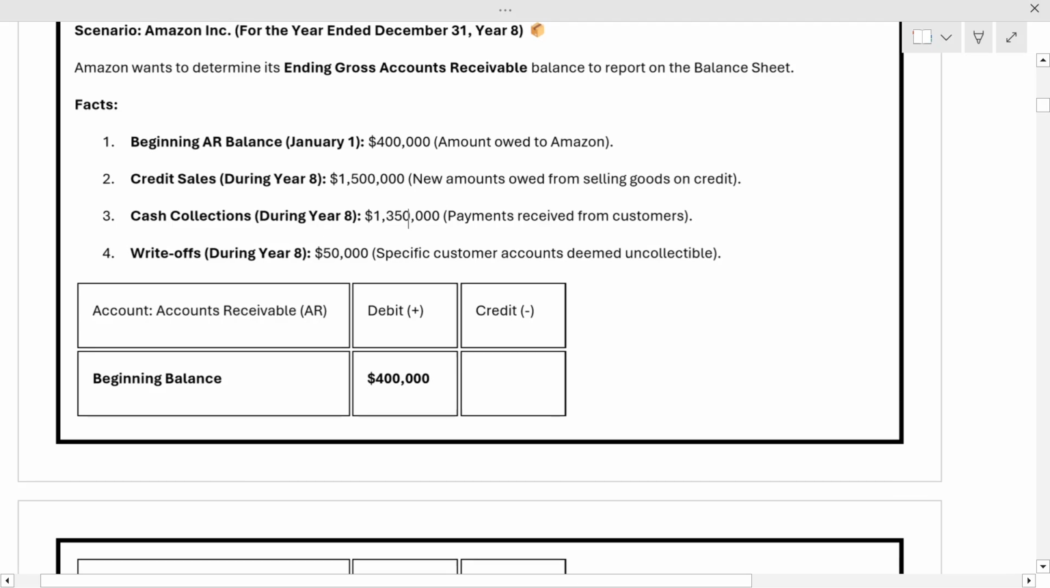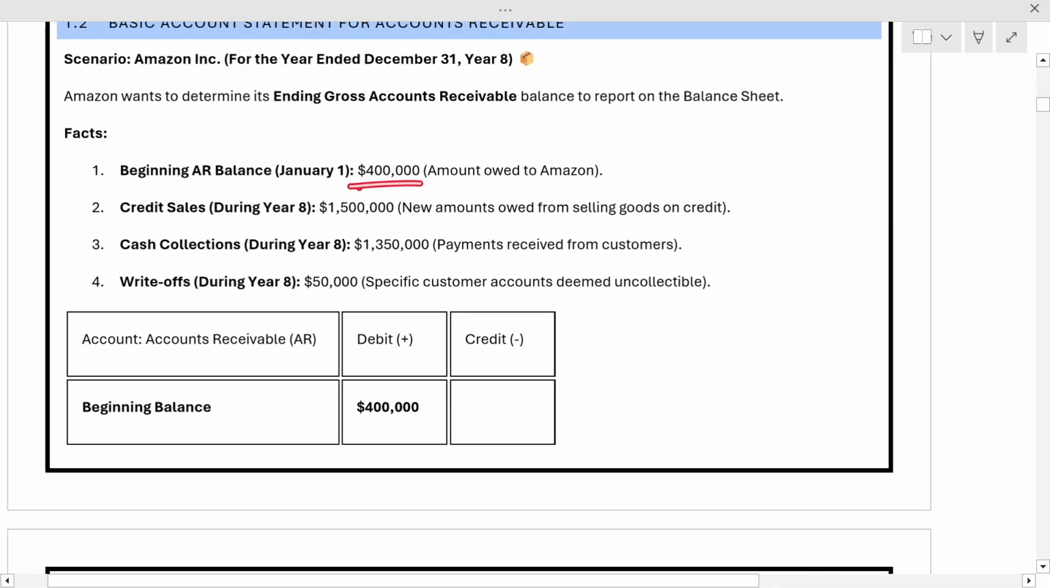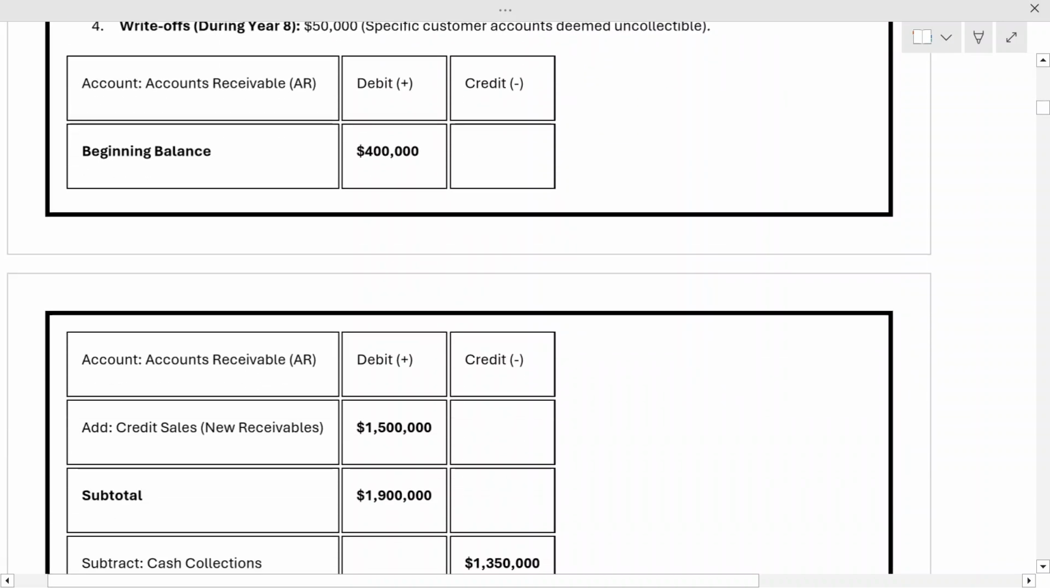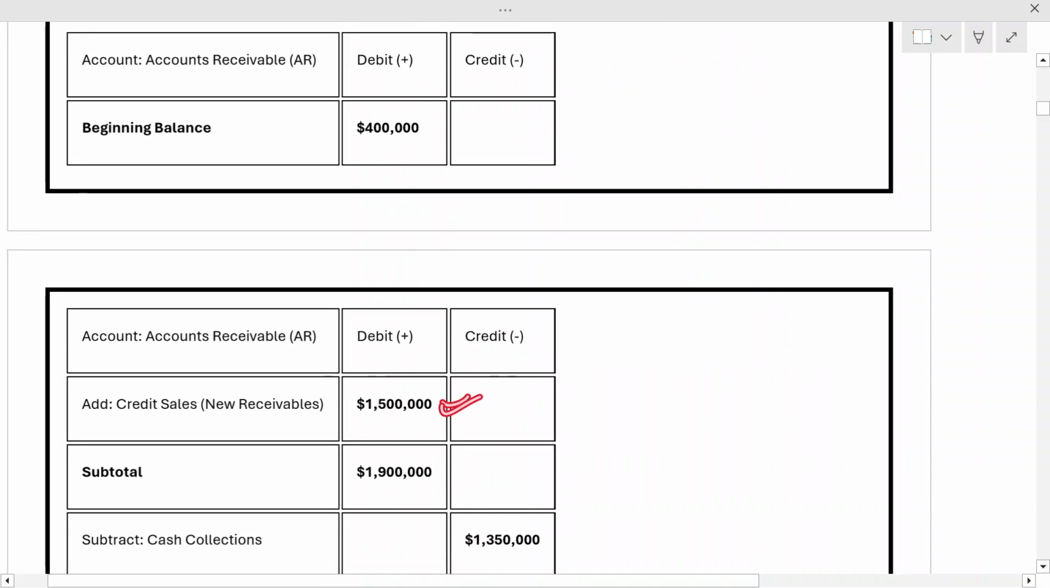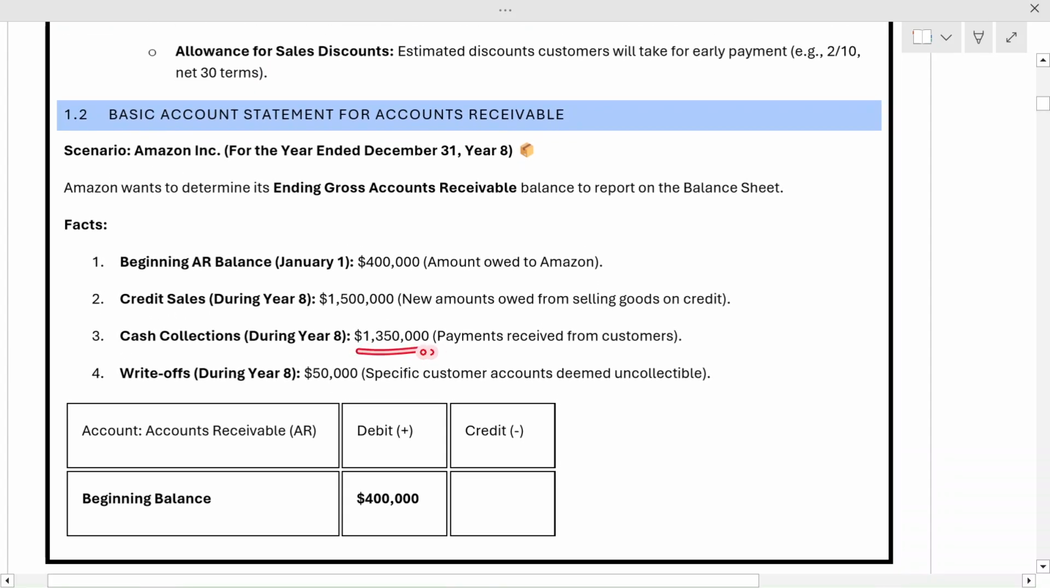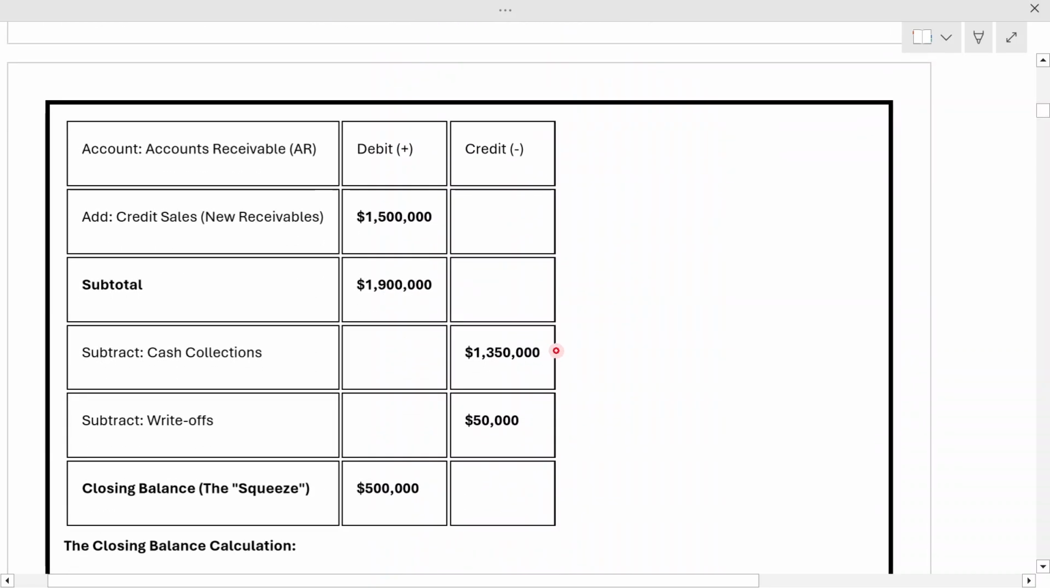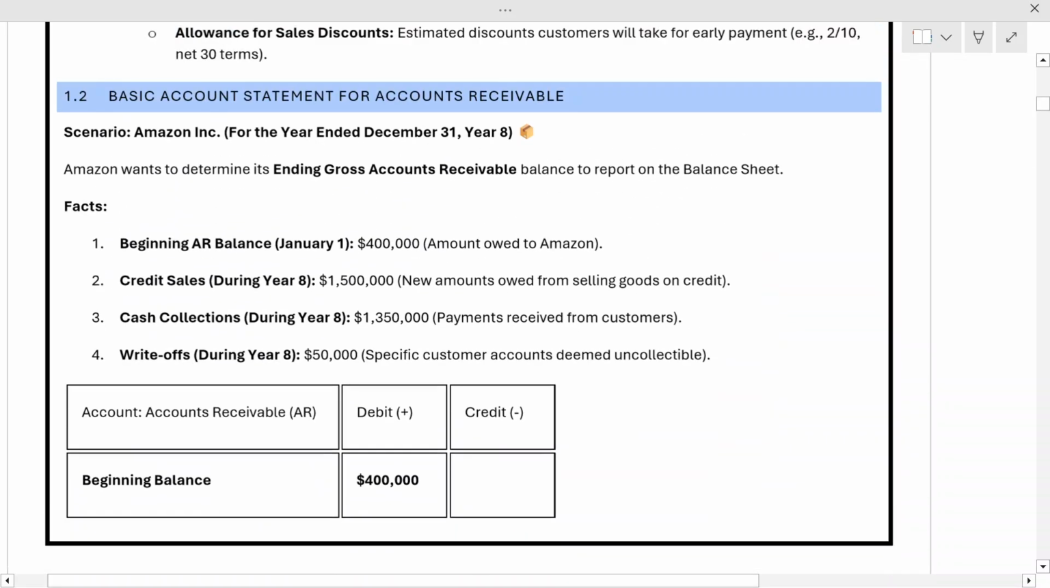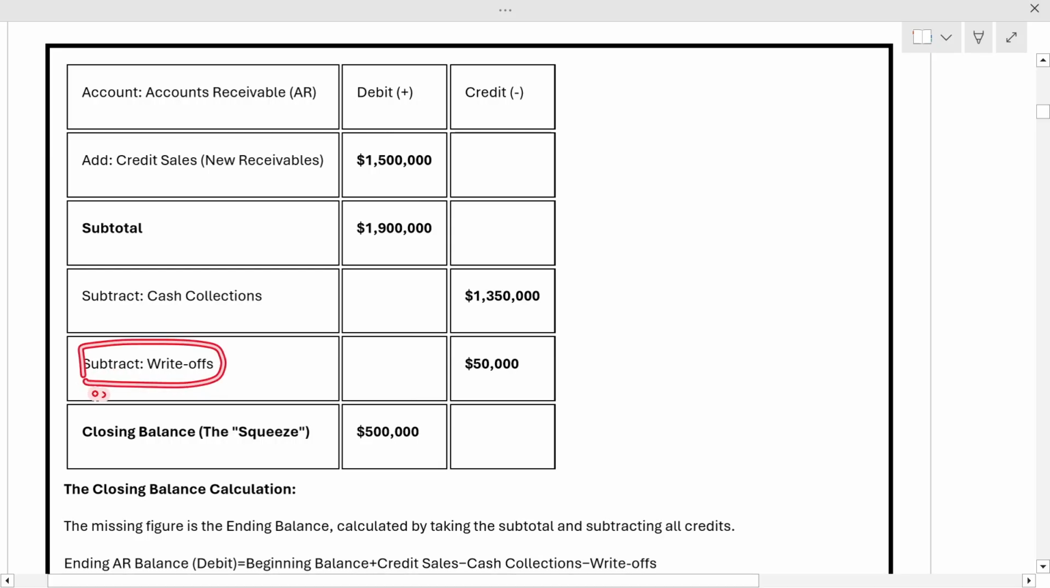Now how do we prepare the account? We can simply say the opening or beginning balance was $400,000, which is given here. Then there are credit sales of $1.5 million. Effectively, if we add this $400,000 and $1.5 million, the total is $1.9 million. After that, we received cash of $1.35 million, so we need to subtract that. And finally we need to write off, meaning this money won't be received again. So this $50,000 which we wrote off, we need to reduce that as well.